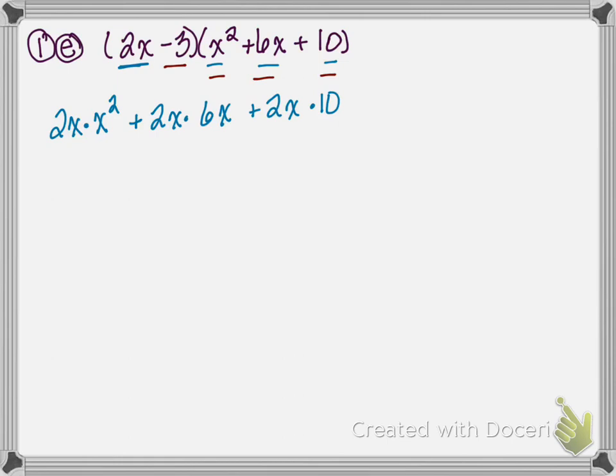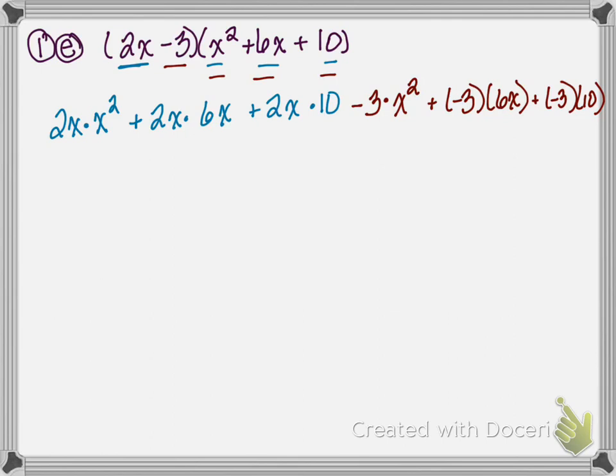Now my second part is I'm going to work on that negative 3 and distribute that negative 3 to everybody. So I have minus 3 times x squared. Then I have negative 3 times 6x. And then I have negative 3 times 10. Sometimes students will do the distributing and the multiplication in the same step. I did not, just because I really wanted you to see exactly what's happening here. So now I'm going to write everything out together.